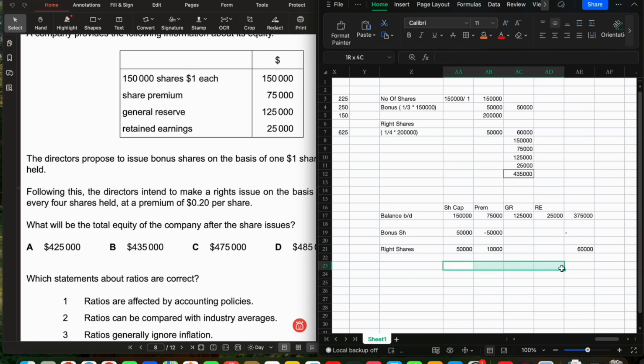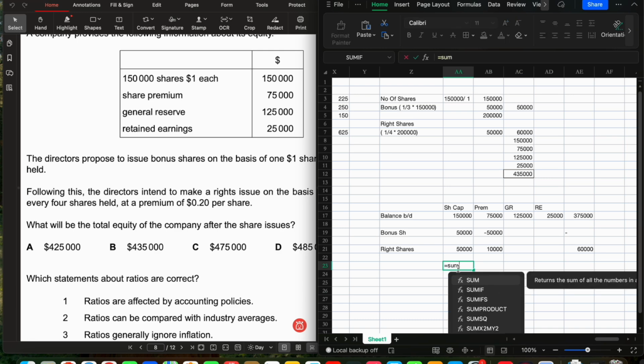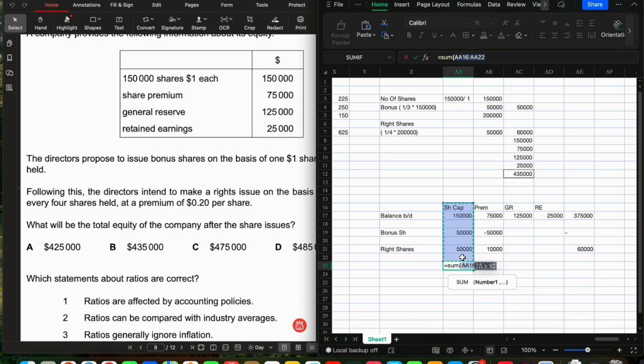Now we'll calculate the final total. The total on the share capital is 250,000, then share premium, general reserve, retained earnings, and the total is this. Share premium balance is now 35,000, general reserve and retained earnings remain as they are, and my new total equity is 435,000.